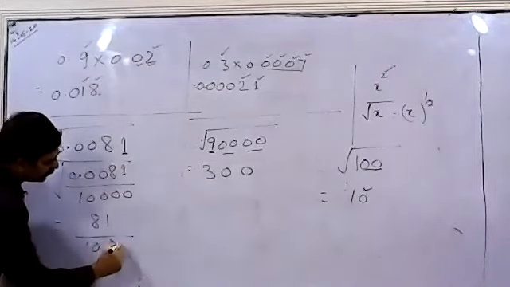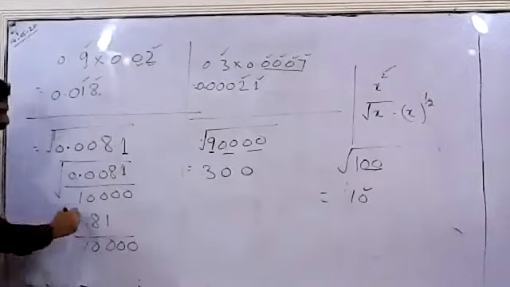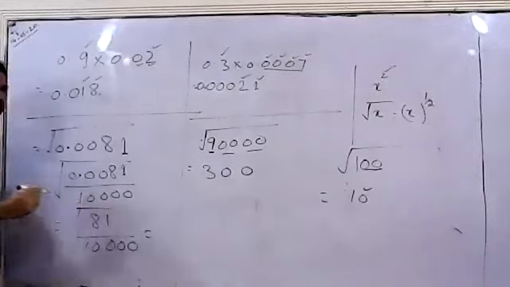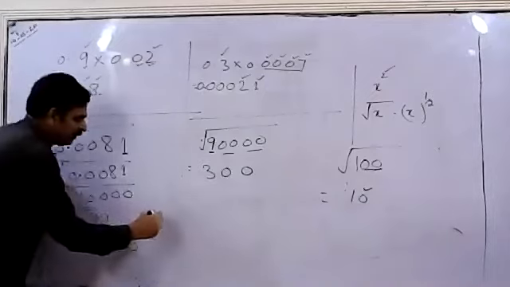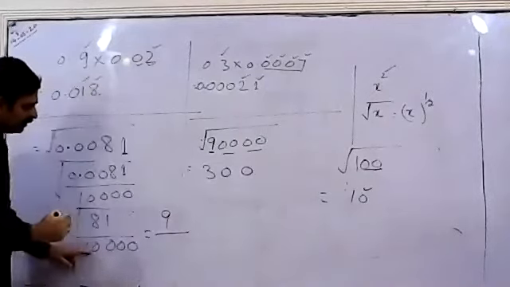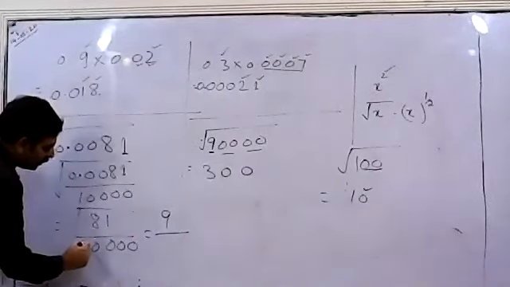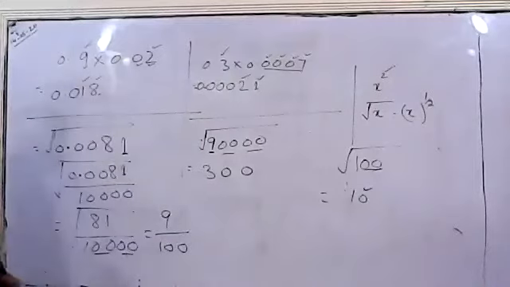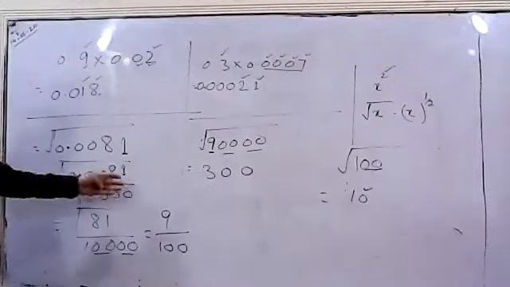over 10,000. And what is the square root of 81? 9 multiplied by 9 is 81, so 9 over the square root of 10,000. Again, the square root of 1 is 1, and these are 2 pairs of zeros. Just write down 1 zero from each pair. It becomes 9 over 100.